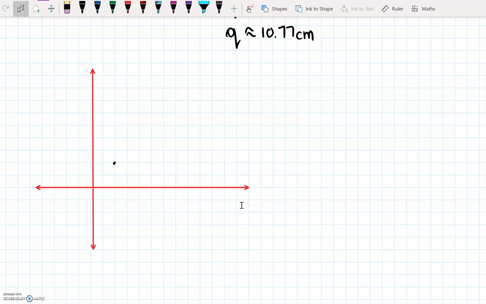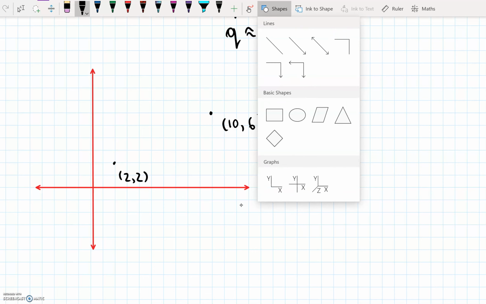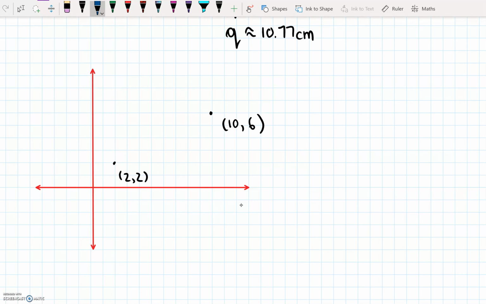Okay, so let's say that this is point 2, 2. Okay, and then we have a point somewhere up, let's say here, and this point is going to be 1, 2, 3, 4, 5, 6. So, and 1, 2, 3, 4, 5, 6, 7, 8, 9, 10. Okay, so this is 10, 6. All right. Now let's say that I want to know the distance between these 2 points. Okay, I want to know how far apart these 2 points are. Okay, so what I'm going to do is I'm going to draw a straight line in between these 2 points. Okay, so we have this nice line here.